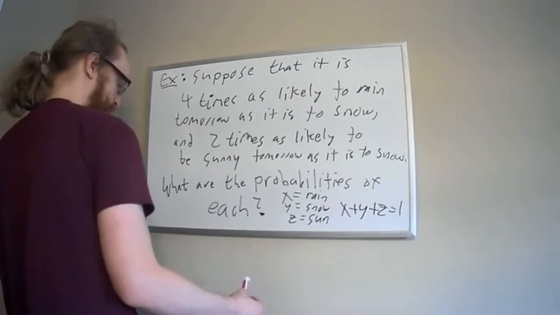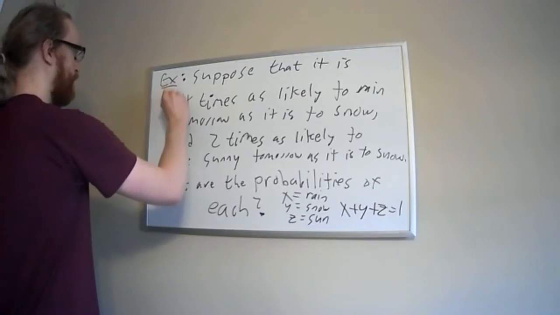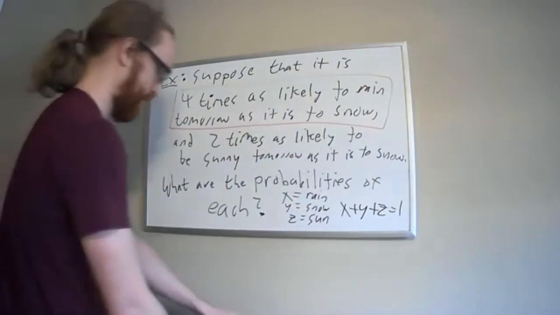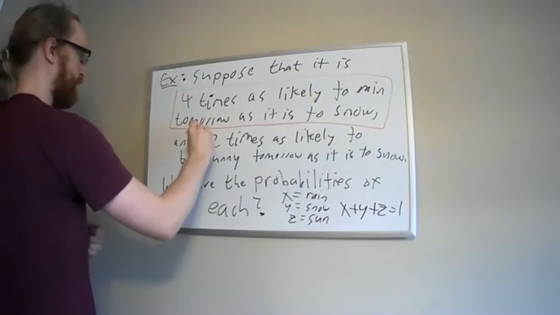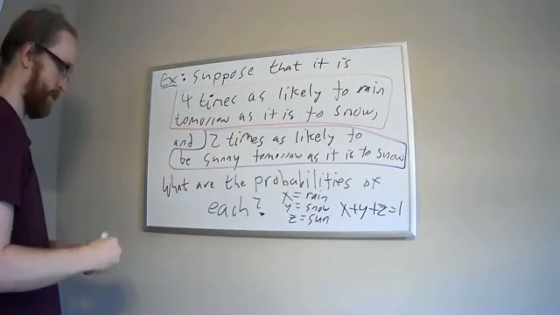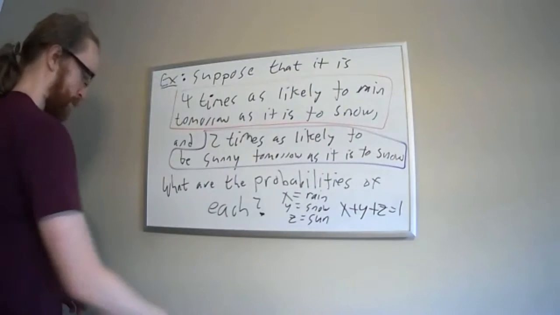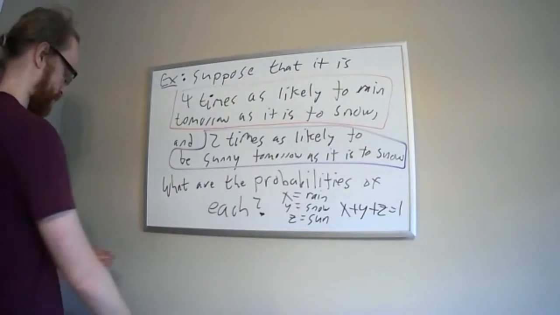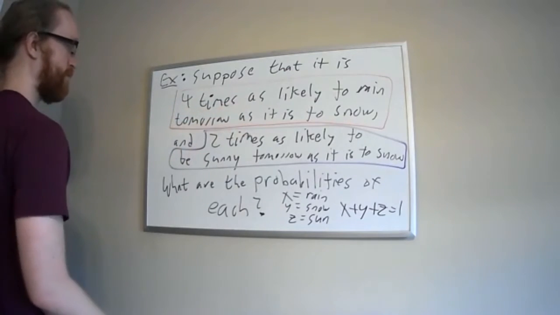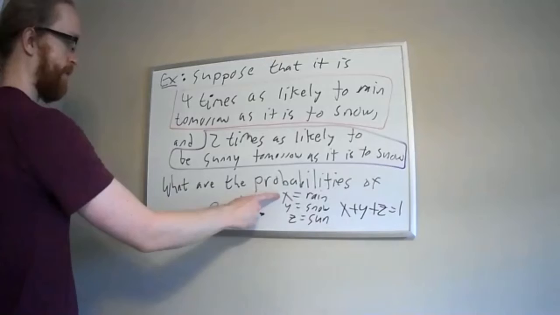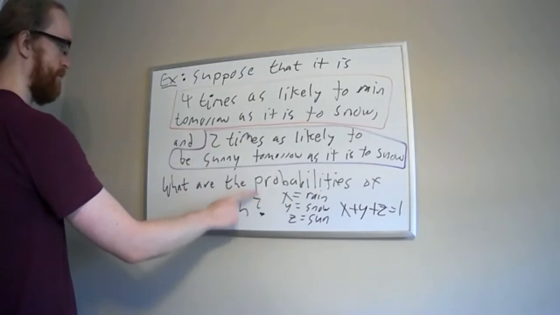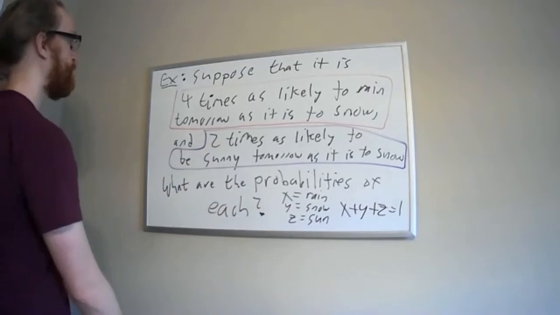For example, I need an equation that represents this statement about it being 4 times as likely to rain as it is to snow. And I need an equation that represents this other statement that says it's 2 times as likely to be sunny as it is to snow tomorrow. So I need to translate those into math using these variables. And it's just like last time. This 4 times as likely to rain tomorrow as it is to snow tells me that X is equal to 4 times Y. And this one tells me that Z is 2 times Y.